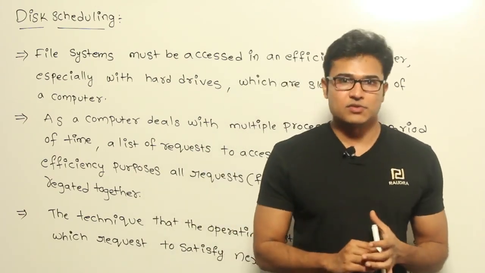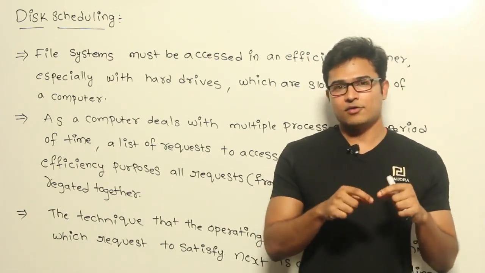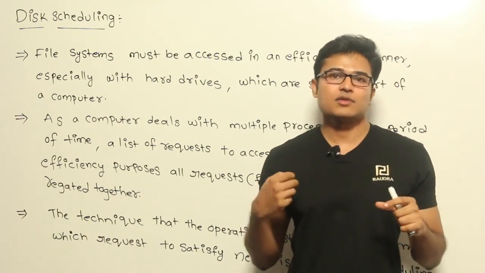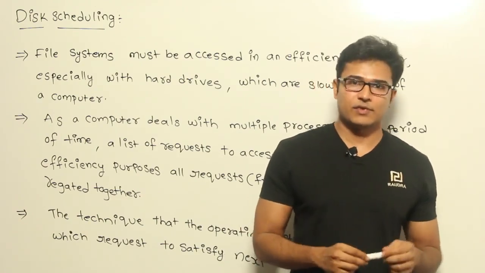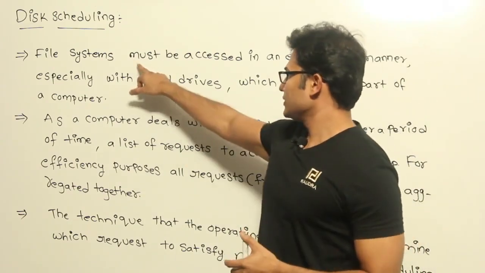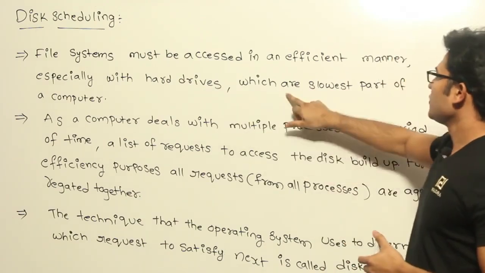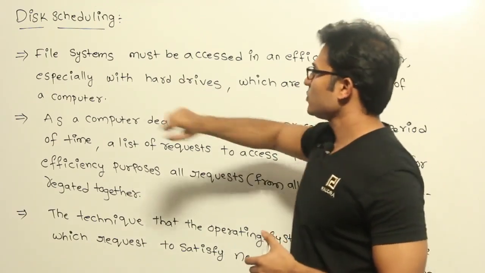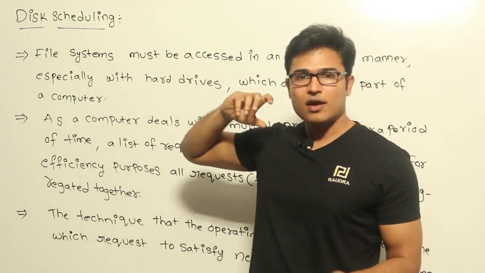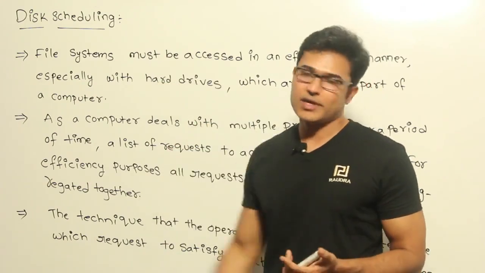This is called disk scheduling. So disk scheduling is, if there is a hard disk and a queue of requests waiting to be served, then which request you are going to serve next, that is called disk scheduling. Now let me read out the theory for you. File systems must be accessed in an efficient manner, especially with hard disks, which are the slowest part of the computer. As you know, every file is going to be stored on the hard disk, and the hard disk is the slowest part of the computer, so you have to do the access in an efficient manner.